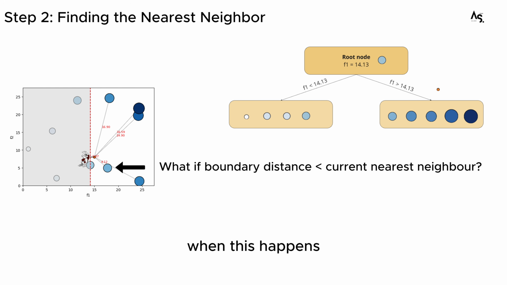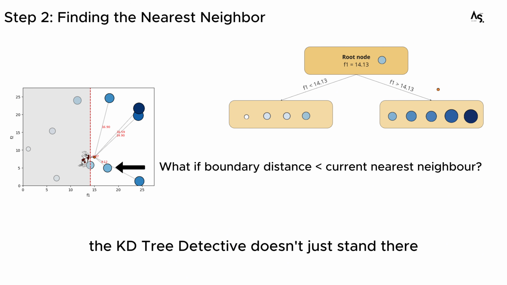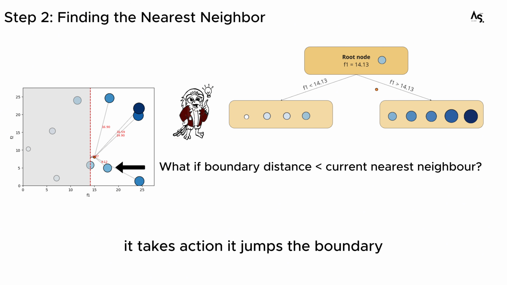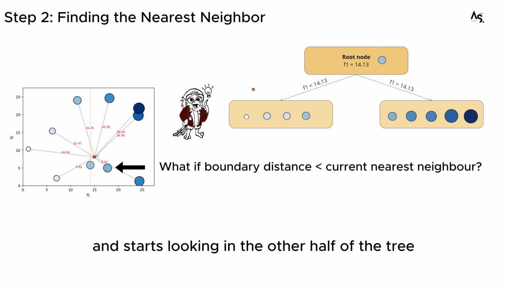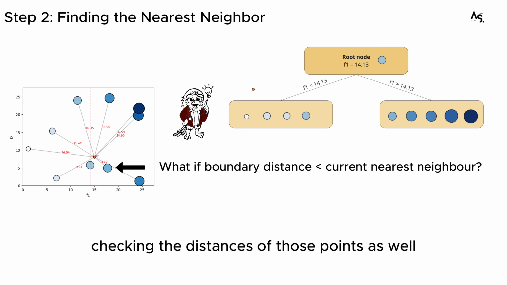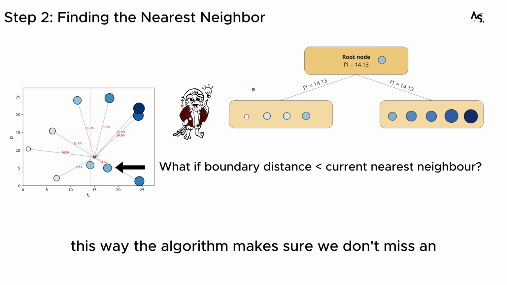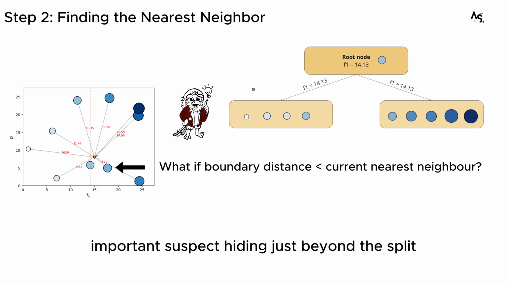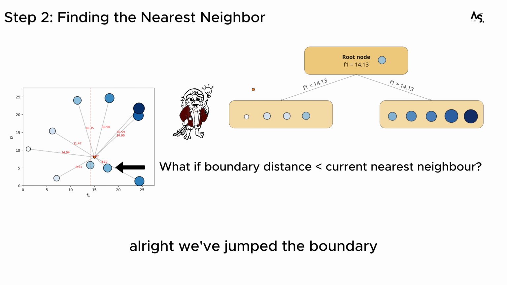When this happens, the KD tree detective doesn't just stand there, it takes action. It jumps the boundary and starts looking in the other half of the tree, checking the distances of those points as well. This way, the algorithm makes sure we don't miss an important suspect hiding just beyond the split. Alright, we've jumped the boundary and checked if there was a closer suspect on the other side.